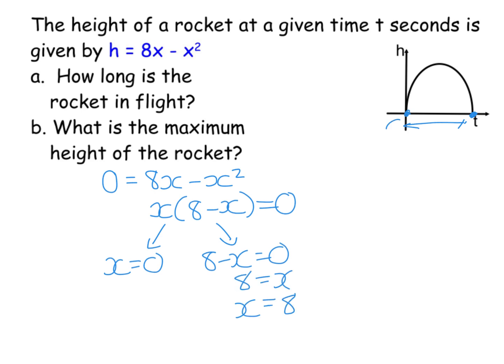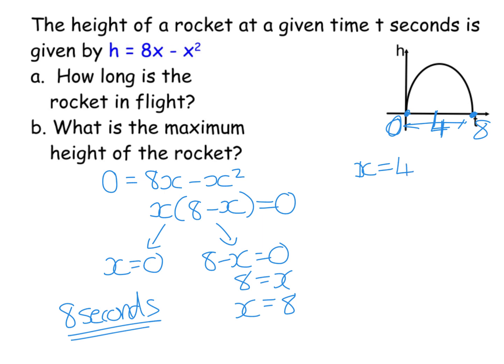Now look at the picture. Here's my 0, here's my 8. So how long was it in flight? It was in flight for 8 seconds. Okay. Part B says, what is the maximum height of the rocket? Well, that sounds like maximum turning point to me. So we know the middle of this rocket is at 4, because between 0 and 8 is 4. So the maximum height is when x equals 4.